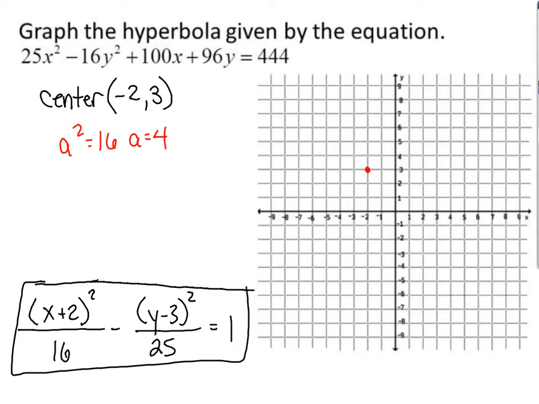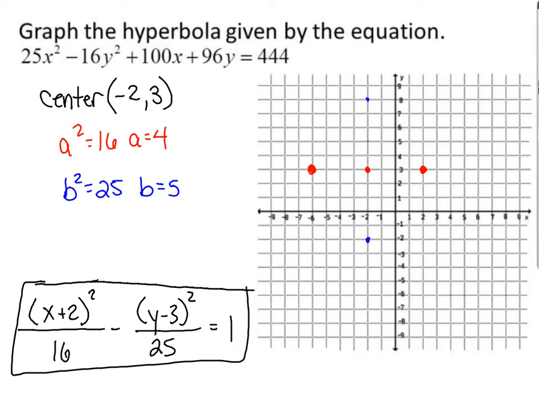Since the A is with the X, we're going to go horizontally 4 units. To the left, this will be a vertex, and 4 to the right, and that will also be a vertex. The B squared value is 25, so B is equal to 5. So we go back to the center, we're going to go 5 up, and we're going to go 5 down.